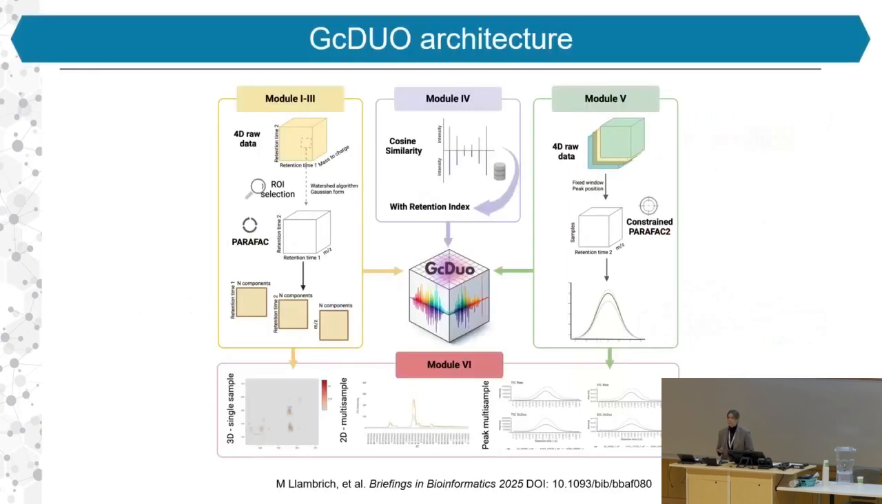For this, we present GcDUO, an open source software tool for processing GC×GC-MS data, enabling feature identification, deconvolution, and analysis. GcDUO processes the raw data to extract the features without any prior knowledge of the samples, and then performs the deconvolution and the identification. It's implemented in R, available at GitHub, and is designed for untargeted and batch analysis. GcDUO comprises 6 modules that I will detail now.